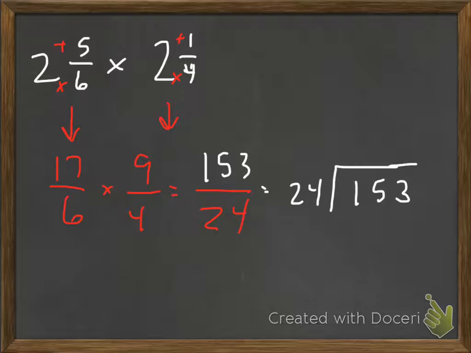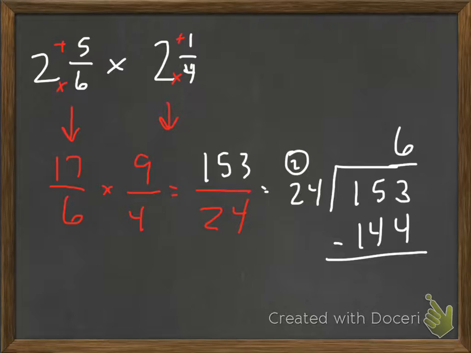So, 24 times 10 is 240. Let me try 24 times 9. 216, that's too much. So I'm going to try 6. And they may have to try a few numbers before they can come up with the right one. 6 times 4 is 24. Carry the 2. 6 times 2 is 12. Plus this 2 is 14. That'll work because 7 would have been too much.